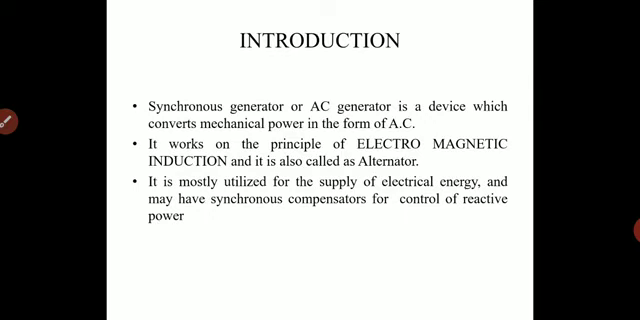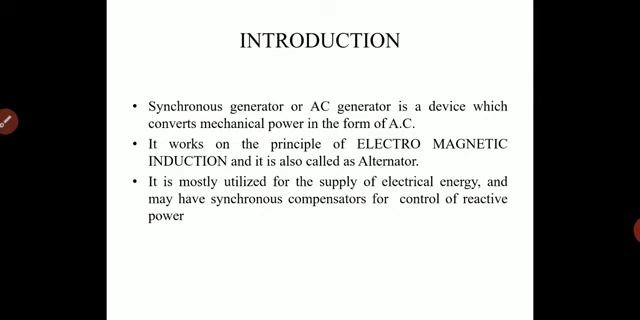Why is it so called alternator? It is called alternator because the voltage it induces or generates is alternating in nature. That means the voltage changes with respect to time. Hence, the machine is named as alternator.